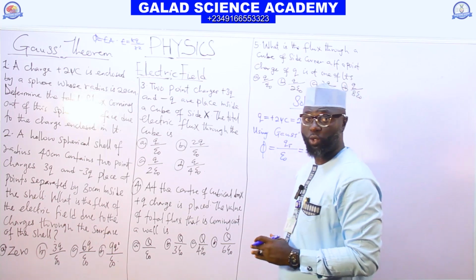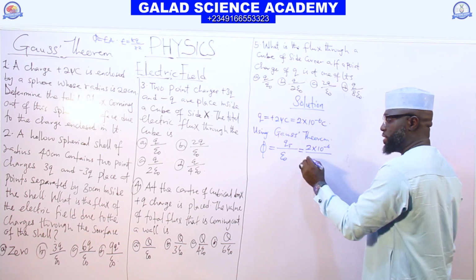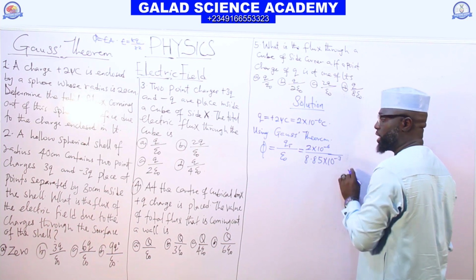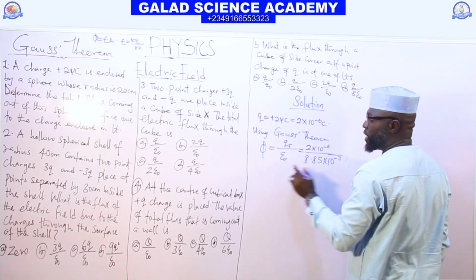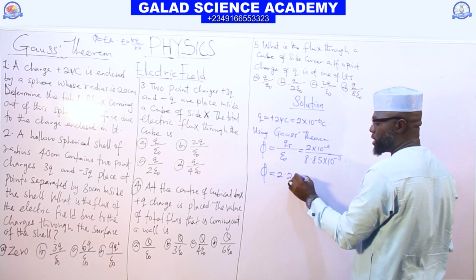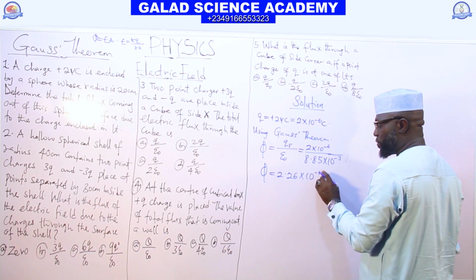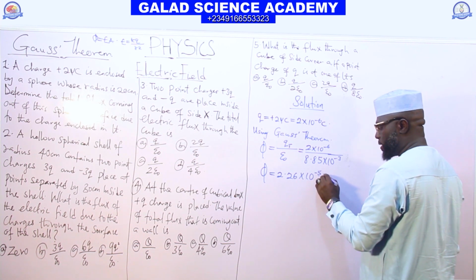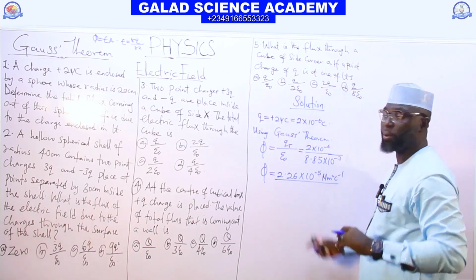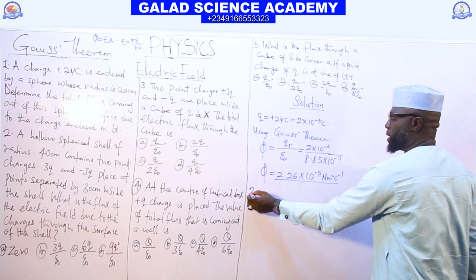Check your Coulomb's law. It's 8.85 times 10 raised to the power minus 3. So if we divide it, at the end of the day we end up with the electric flux to be 2.66 times 10 raised to the power minus 6 or 5 newton meter squared per coulomb. Check it. The answer must be the same as what we did first. So the second question, question number 2.